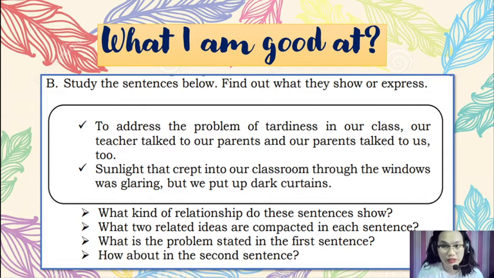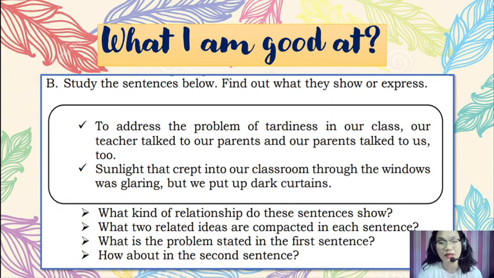Now, let's answer the third question. What is the problem stated in the first sentence? Let's go back to the first given sentence: to address the problem of tardiness in our classroom. So the problem in the first sentence is tardiness in their class, or the tardiness in the class where he or she belongs.